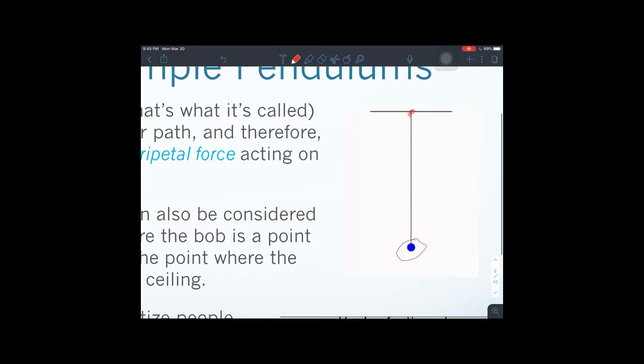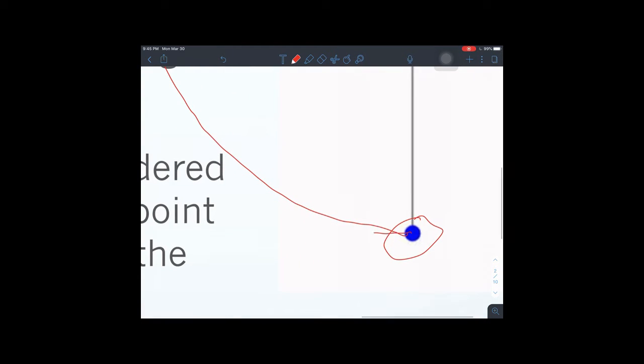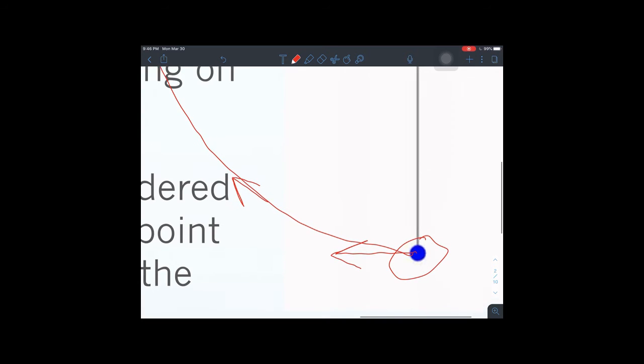And just like our childhood dreams on a swing set, if we were to swing fast enough, it would travel a circular path around the point of rotation. What this means is that if the bob was originally traveling in this direction, and at this point was traveling in this direction, there must have been some force going inside.